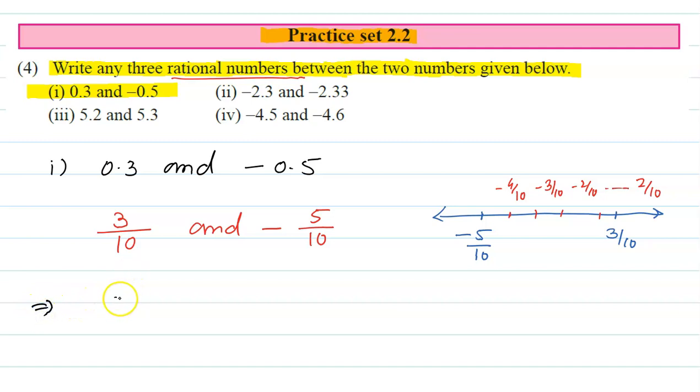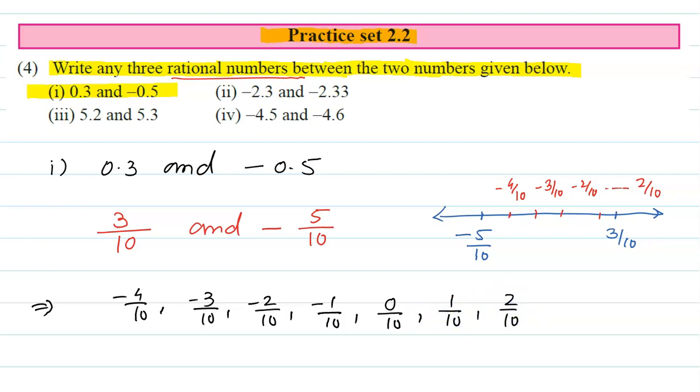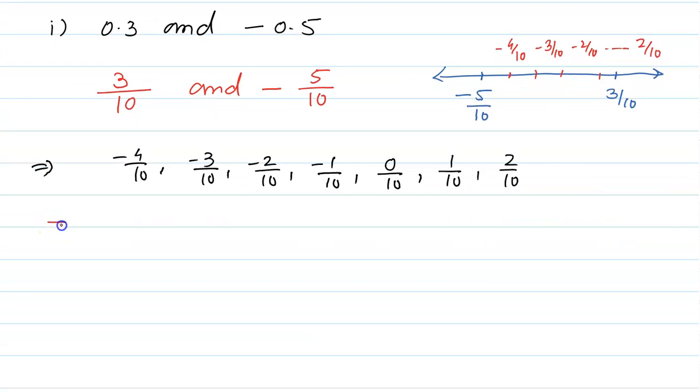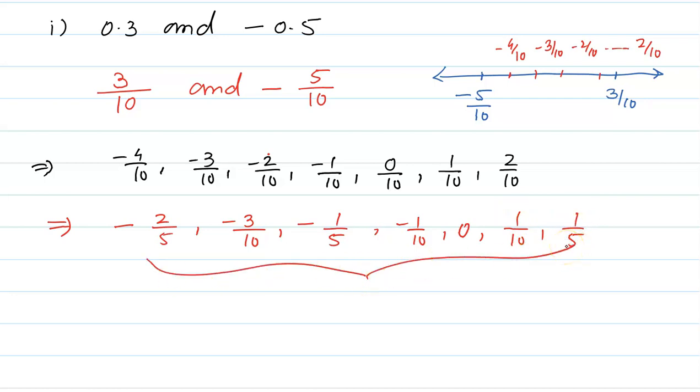They are of the form minus 4 by 10, minus 3 by 10, minus 2 by 10, then minus 1 divided by 10, 0 by 10 means we have 0, next to it 1 by 10 and 2 by 10. Now you may convert those rationals to their least form. Minus 4 by 10 means minus 2 by 5, minus 3 by 10 as it is, minus 2 by 10 means minus 1 by 5, minus 1 by 10 as it is, 0 as it is, then 1 by 10 as it is, 2 by 10 means 1 by 5. So among them you have to mention any three rationals.